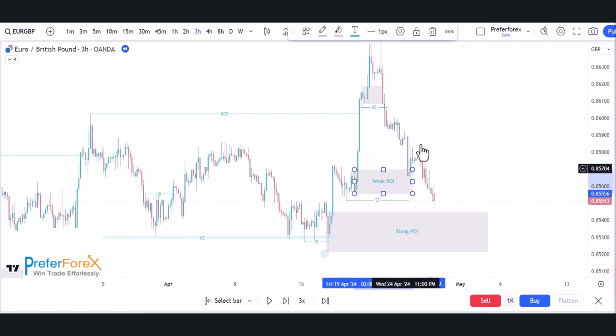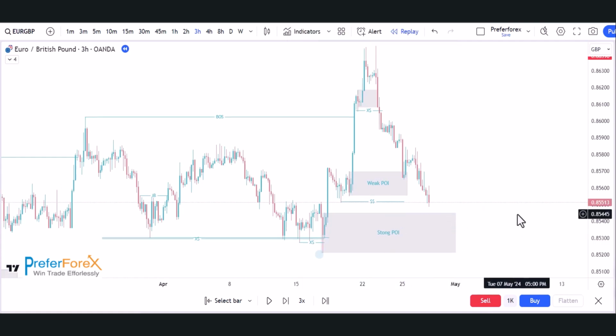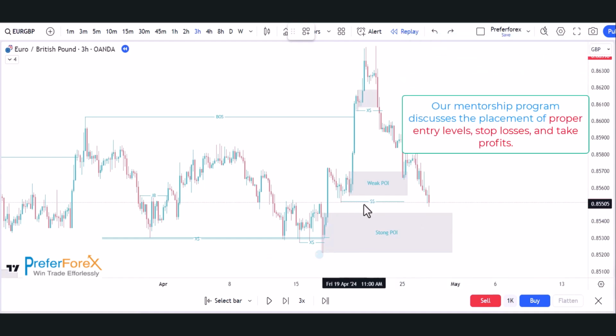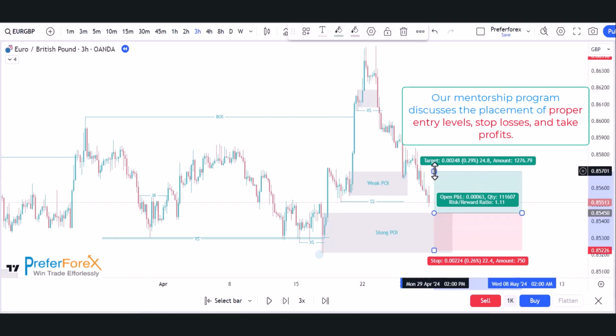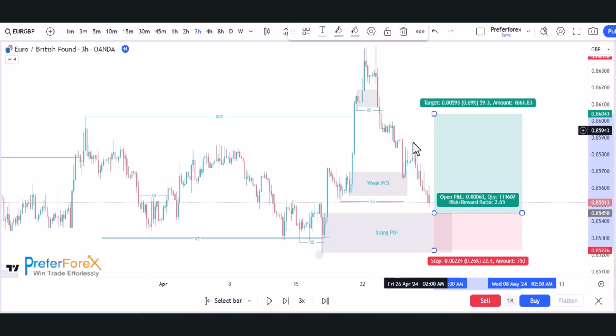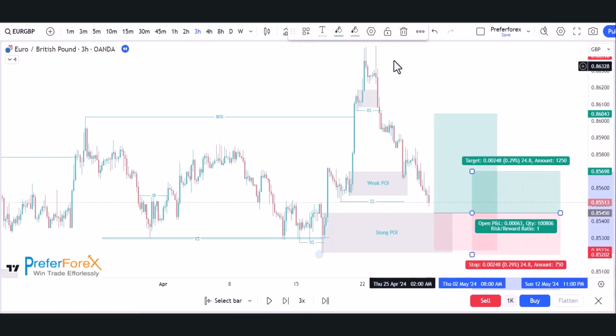There is a small reaction on this weak POI, but it is not tradable as per our confirmation entry methods. Now the price is heading to the strong POI. As per our strategy, we take direct entry when we identify a strong POI. So in this scenario, we can place a buy limit order since the market is bullish. The entry point is below this liquidity. Here is the stop loss, and this is the first target. And we can use the recent swing high for the final target.